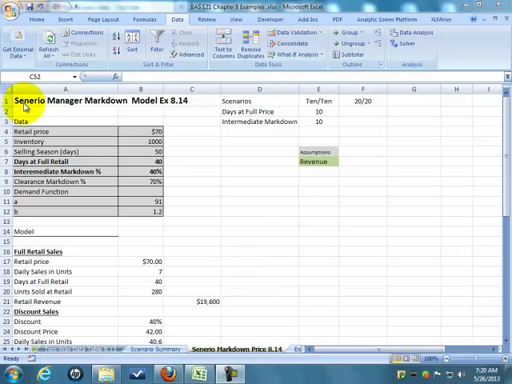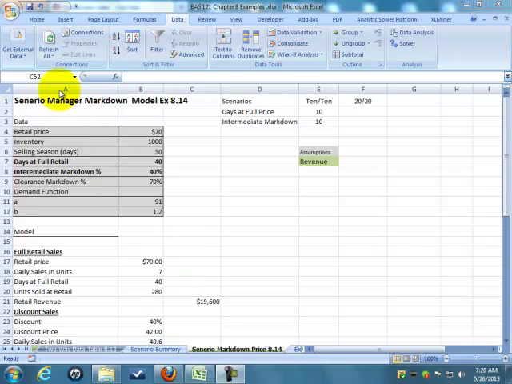Welcome to BAS 121. We're going to talk about the scenario manager. There's a scenario manager within Excel, and I'll show you how it works. I'll tell you up front I'm not a big fan of it, but I'll show it to you once. If you like it, you can use it.